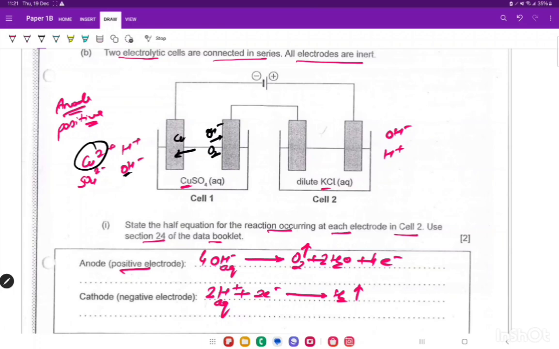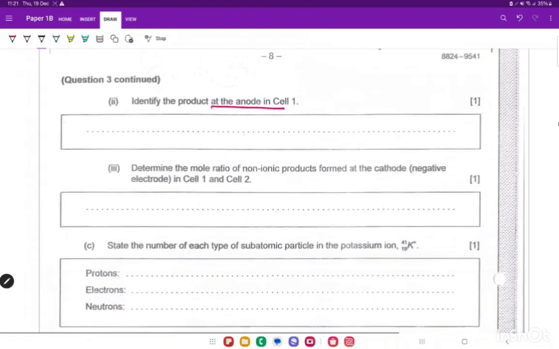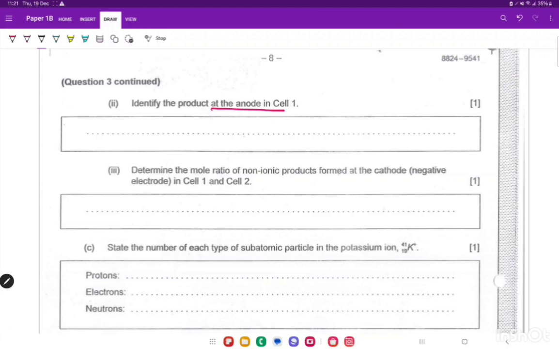Oxygen gas is produced at the positive electrode, which is the anode, and copper is produced at the negative electrode, which is the cathode. So the answer to the question, identify the product at the anode in cell 1: the product at the anode in cell 1 will be oxygen gas.